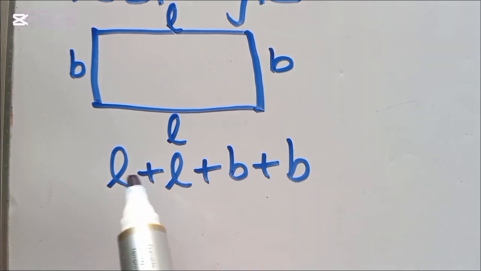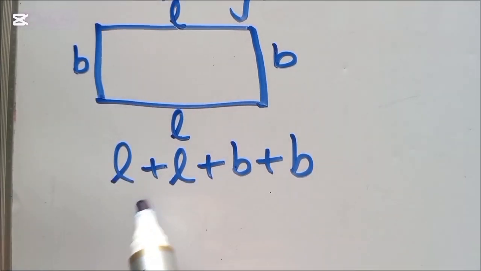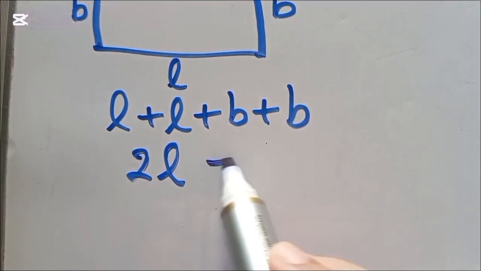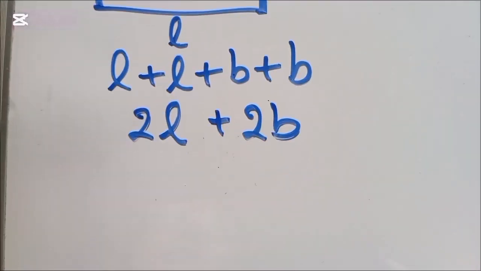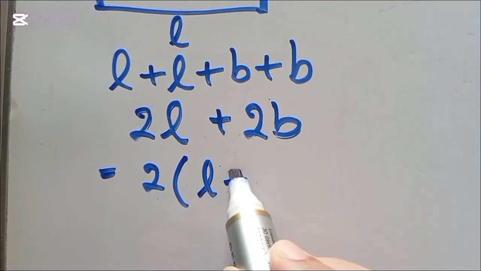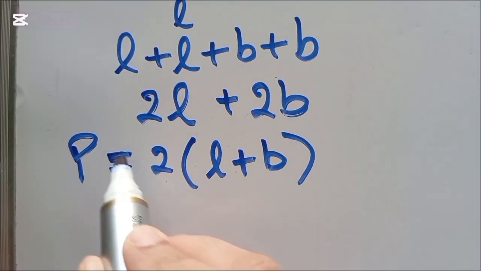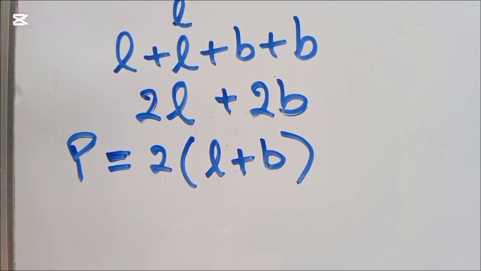Now basically there are 2 lengths and 2 widths. You will add both of them, like this is 2L and this is 2B. You can take 2 as common, then you will get 2 times (L plus B). So this is the formula you normally see in the books and on the internet.